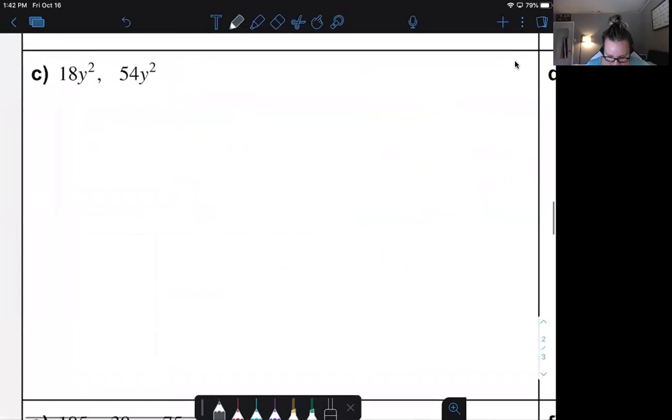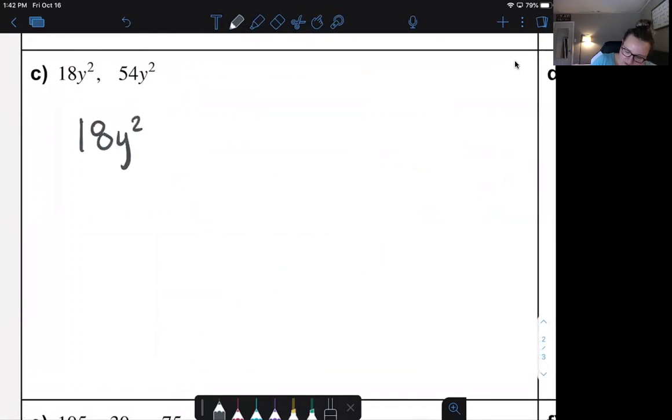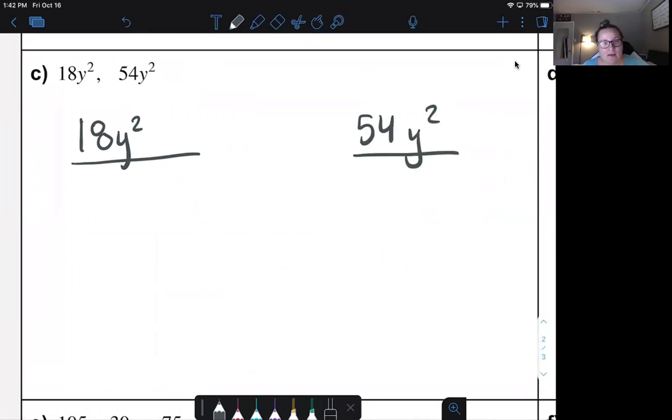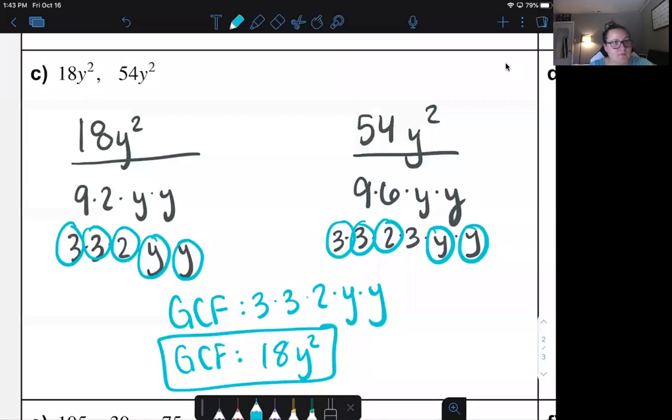All right. So 18y squared and 54y squared. Go ahead and break those down into their prime factorizations and then identify their GCF. Press pause and then press play when you're ready to check your work. So for the GCF of these two monomials, I found it was 18y squared.